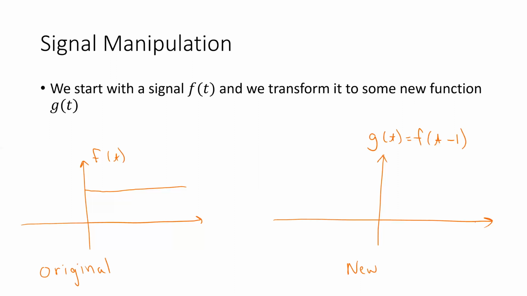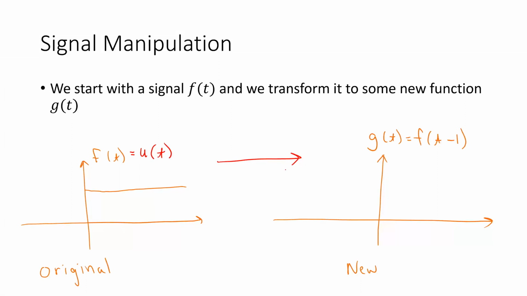So basically, when we talk signal manipulation, I got some signal f of t, and I transform it to some new signal g of t. All right. So f of t on the left here, this looks like u of t. And I'm trying to transform that into this g of t equal to f of t minus 1. So what I got to figure out is, what does it mean to go from f of t to f of t minus 1?